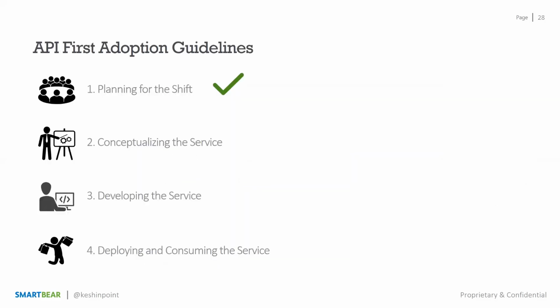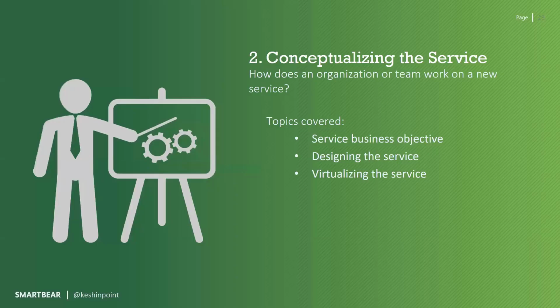So we just covered the whole planning for the ship, right? We covered how to set up a team, set up processes, and set up the guidelines. From here, we're going to talk about conceptualizing the service. So you've actually set up everything, the team and everything. Now it goes into how, when you think about a new business or a new service, you actually conceptualize this.